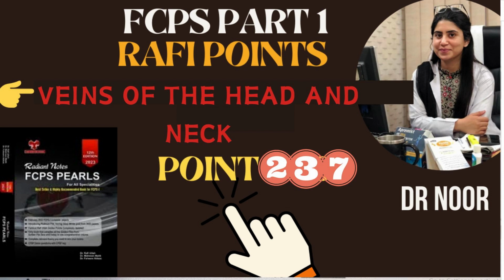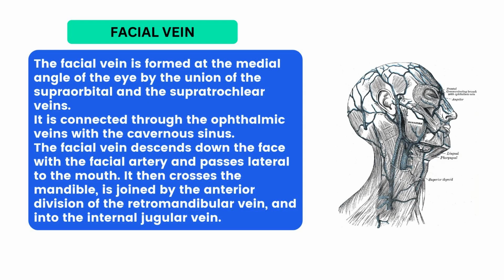Facial vein is formed at the medial angle of the eye by the union of supraorbital and the supratrochlear vein. Through the ophthalmic veins, it is connected with the cavernous sinus. It descends down the face with the facial artery and passes lateral to the mouth and crosses the mandible and is joined by the anterior division of the retromandibular vein, and then they drain into internal jugular vein. So anterior division of the retromandibular vein along with the facial vein drain into the internal jugular vein.